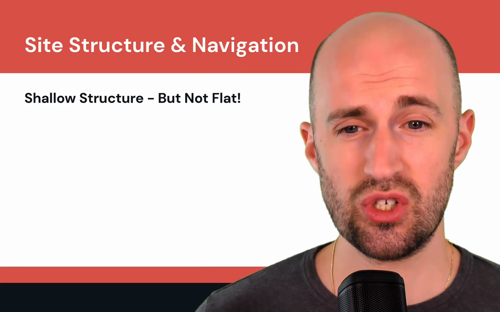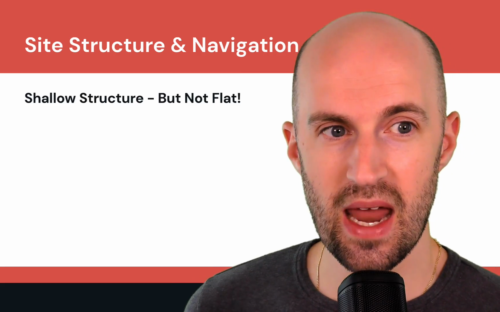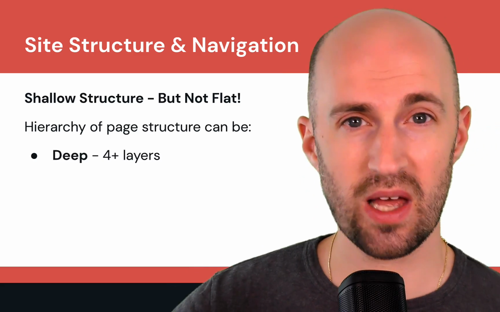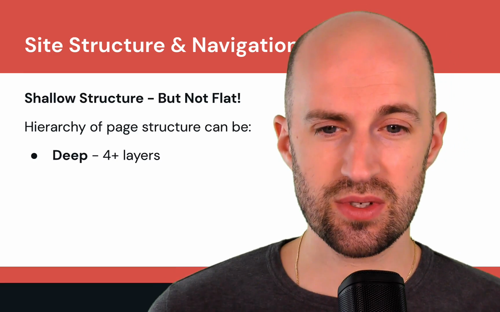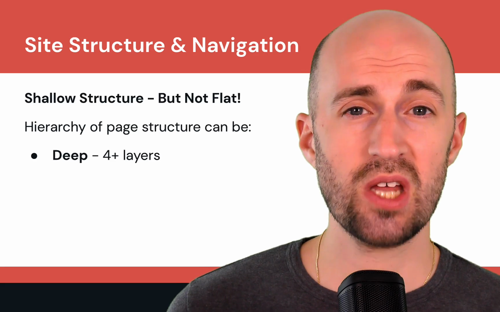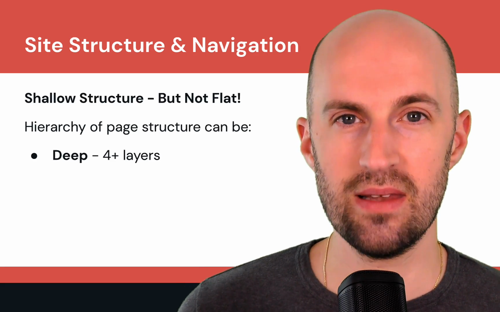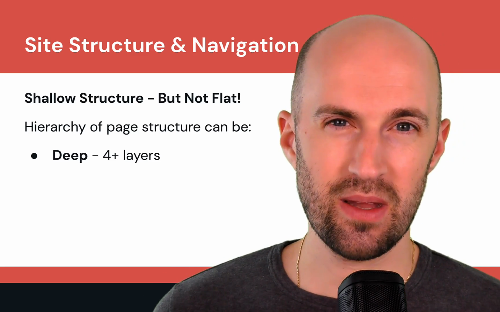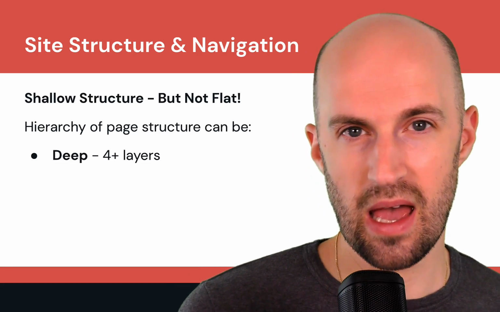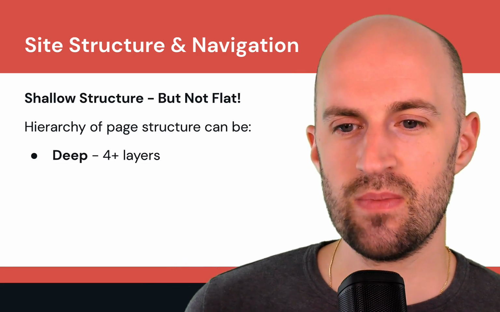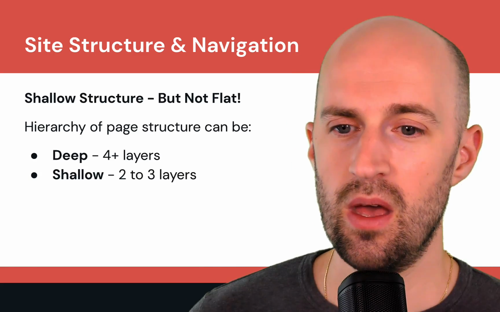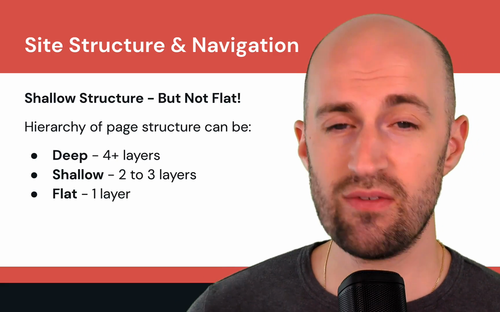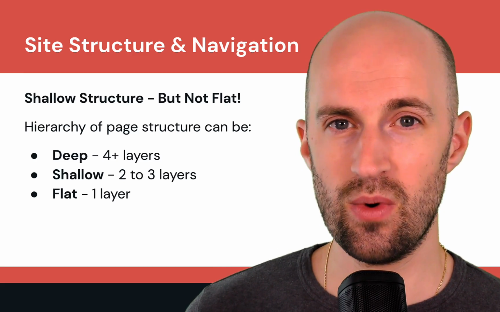So we want to have a shallow structure, but not a flat structure. Let's talk about what that actually means. A hierarchy of page structure can be three things. It can be deep, so 4+ layers. When I say layers, I mean levels. Level 1 could be yourwebsite.com/page. Level 2 is /page/category. Level 3 is /page/category/subcategory. And so we go deeper and deeper in the layers. Deep structures are 4+ layers deep. Shallow structures are about 2 to 3 layers, which you see on most sites. And flat structures have just one layer, one page deep.